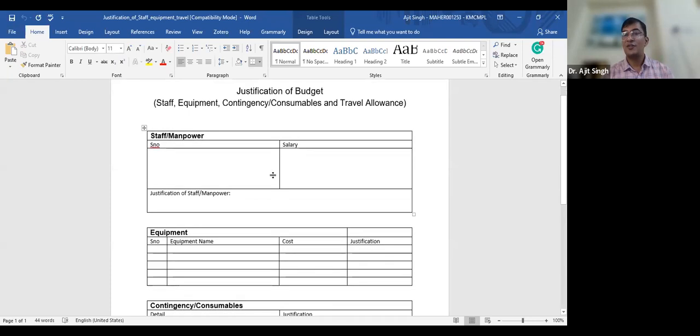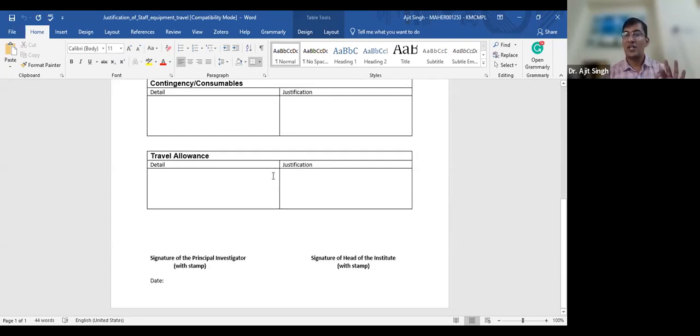You can get it for everything. You can estimate your budget and prepare this document properly, signed by the principal investigator, signed by the HOI, and you have to submit it immediately along with your proposal. Okay, you have to submit this.